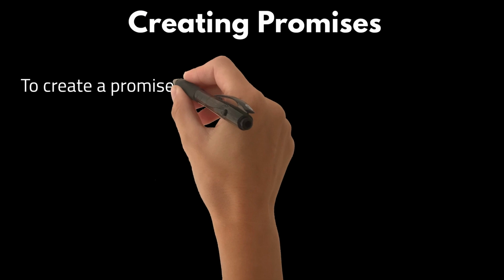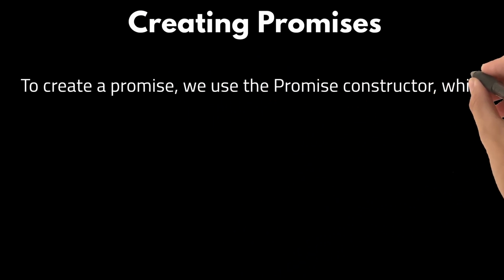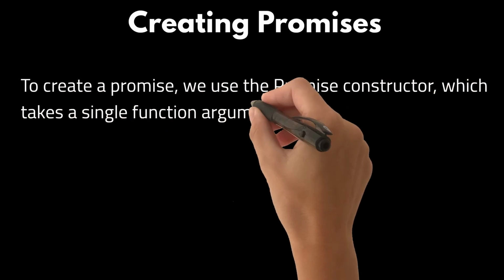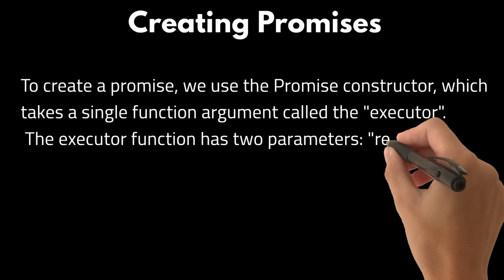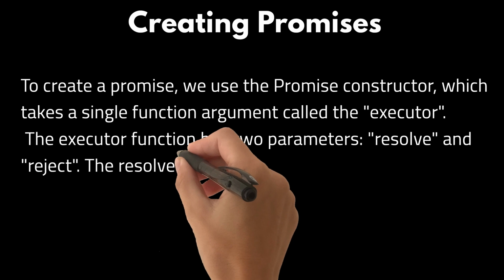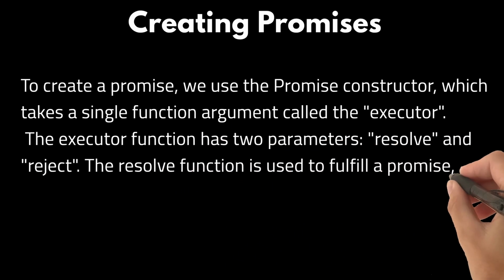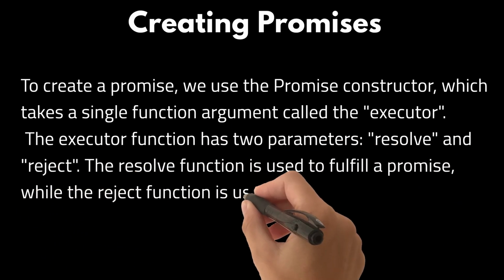Creating promises. To create a promise, we use the Promise constructor, which takes a single function argument called the executor. The executor function has two parameters, resolve and reject. The resolve function is used to fulfill a promise, while the reject function is used to reject it.